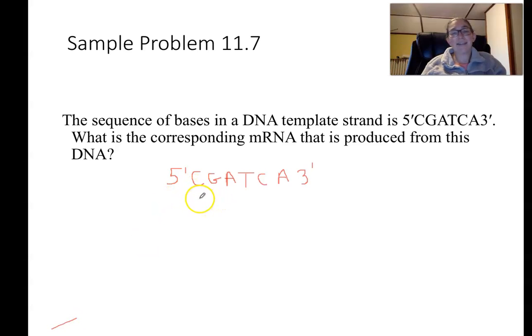So the RNA sequence would be the complement. So G, C. Complementary to A is usually T, but since this is RNA, it's going to be U. Complement for T is A. Complement for C is G. And the complement for A is T, but since this is RNA, it will be U. Okay, so that is the corresponding RNA that's produced.